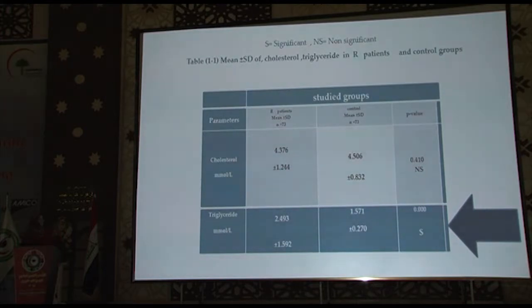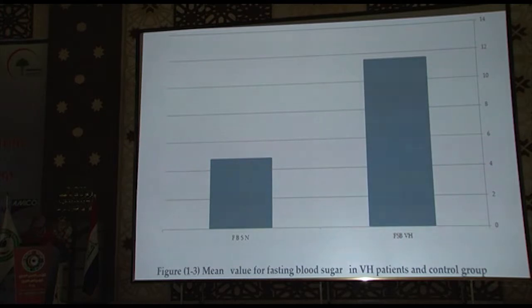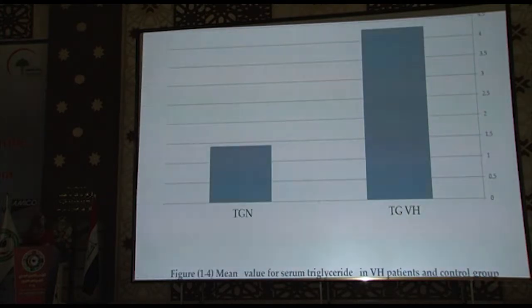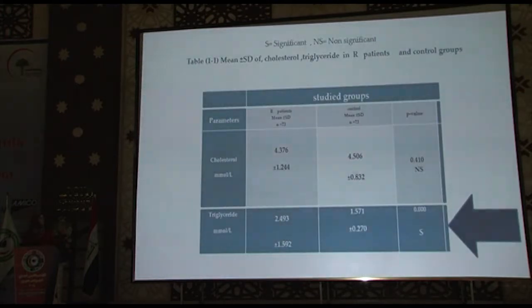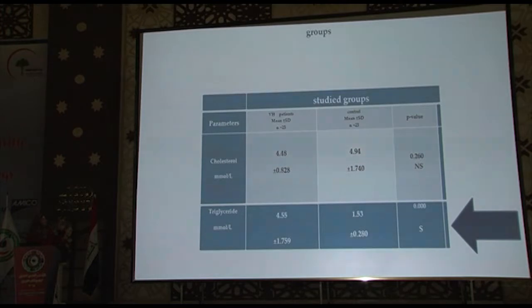Here is the p-value. This is the p-value, which is significant with triglyceride according to the cholesterol group. And this is the p-value in the studied group for the vitreous hemorrhage in triglyceride group.